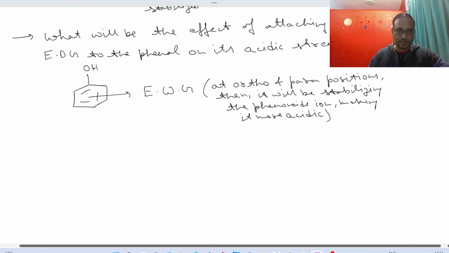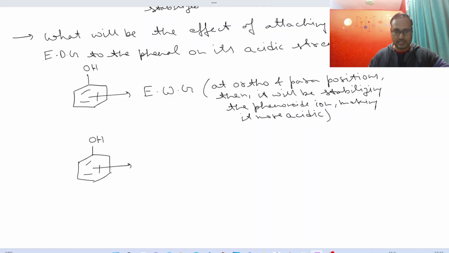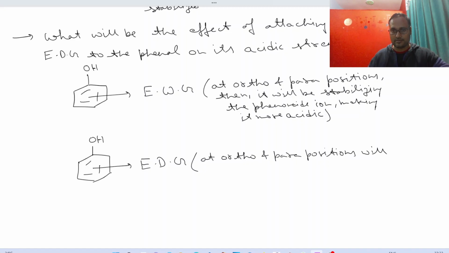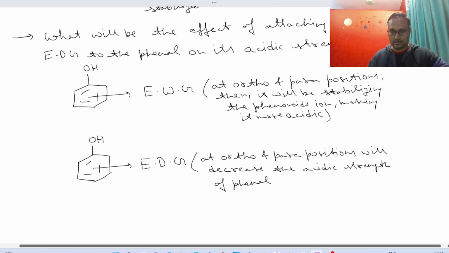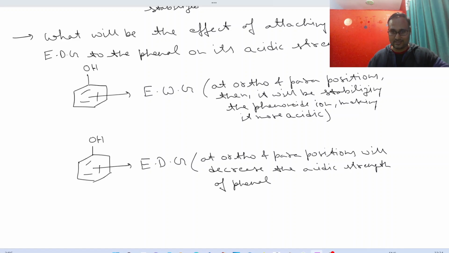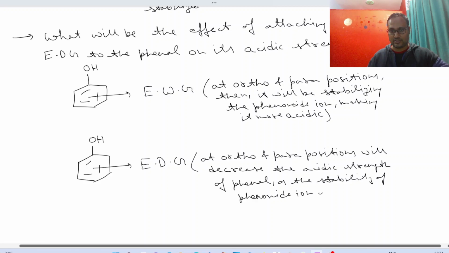But if any electron donating group is present at the ortho and para positions, like a methoxy group or a methyl group, it will decrease the acidic strength of phenol, as it's not going to stabilize the phenoxide ion, as the stability of the phenoxide ion will be decreased.